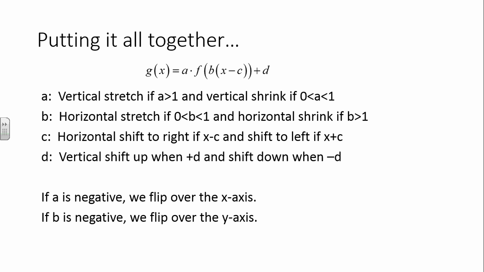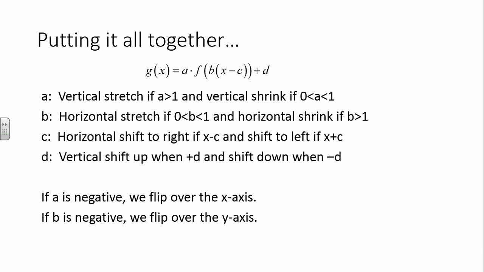Replacing x with x minus c, that's a horizontal shift. And again, because it's still inside the parentheses affecting the input, it's kind of backwards from what you would be thinking. So x minus c is going to shift it right. If it was x plus c, it would shift it left. And then finally, the d on the end there is just our vertical shift up or down, just the way you think it would be. Adding a number shifts it up, subtracting a number shifts it down.